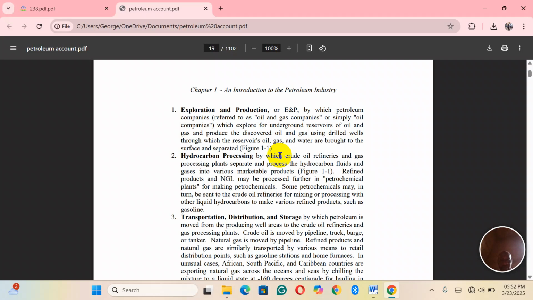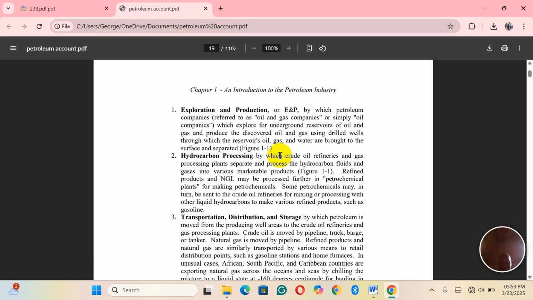Then two, hydrocarbon processing, by which crude oil refineries and gas processing plants separate and process the hydrocarbon fluids and gases into various marketable products. Refined products and NGL may also be processed further in petrochemical plants for making petrochemicals. Some petrochemicals may in turn be sent to the crude oil refinery for mixture or for processing with other liquid hydrocarbons to make various refinery products such as gasoline.